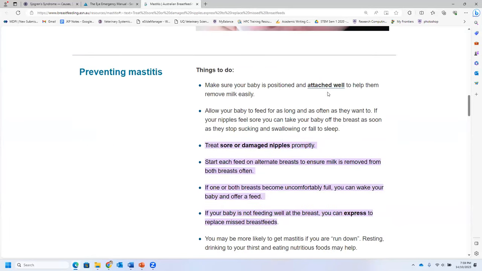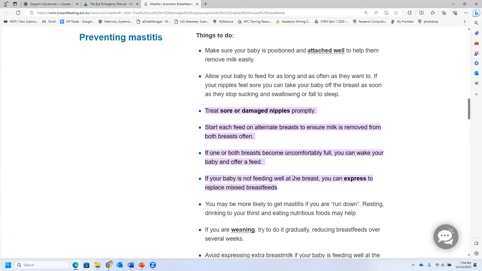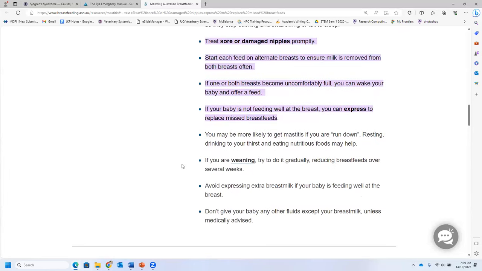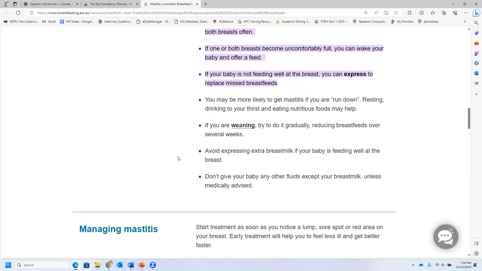Make sure the baby is positioned and attached well to help them remove the milk. Treat sore or damaged nipples promptly. Start each feed on alternate breasts to ensure milk is removed from both breasts often. If one or both breasts become uncomfortably full, you can wake your baby up and feed the baby from the engorged breast. If your baby is not feeding well at the breast, then you can express the milk and replace the missed breastfeeds. All right.